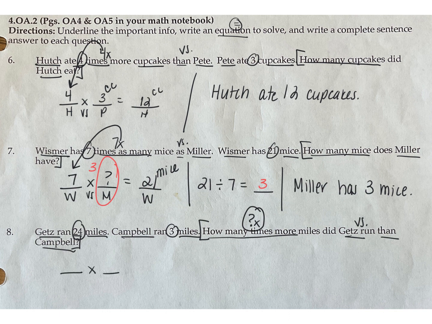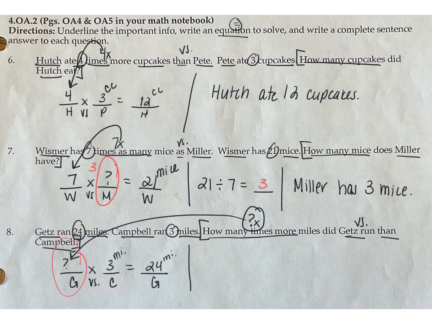How many times goes first? We do not know the number of times, but they're asking Getz versus Campbell, and we know how many miles Mrs. Campbell ran. That was 3 miles. We know that Getz ran 24 miles. They want to know how many times more miles did Getz run, and so we will do the opposite operation to find that missing number. 24 divided by 3 will tell us our missing number, which is 8.